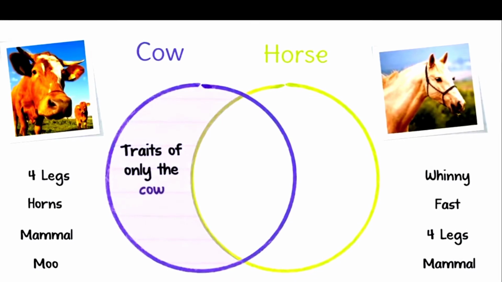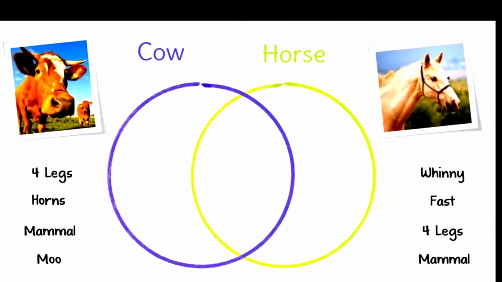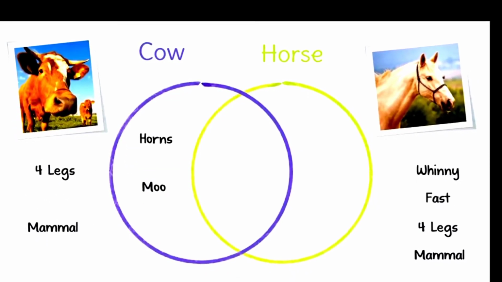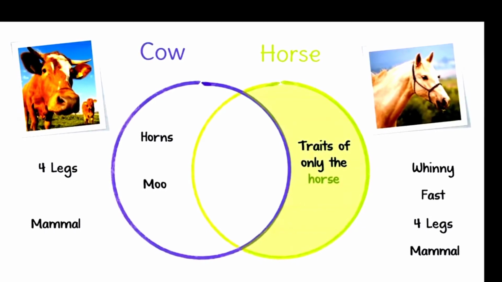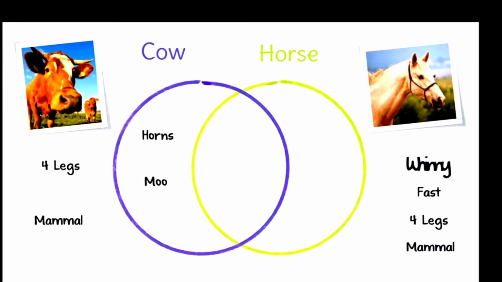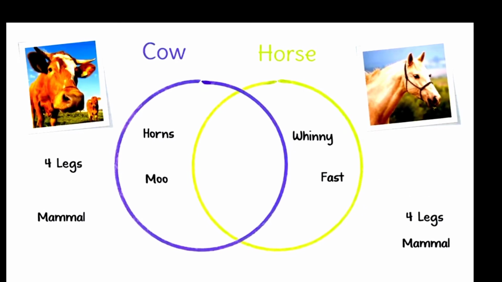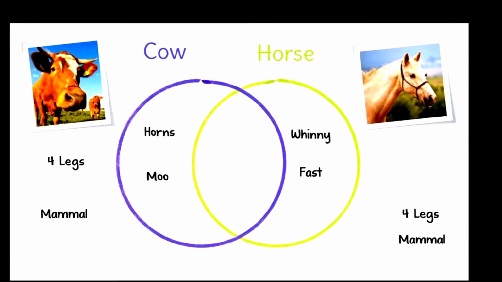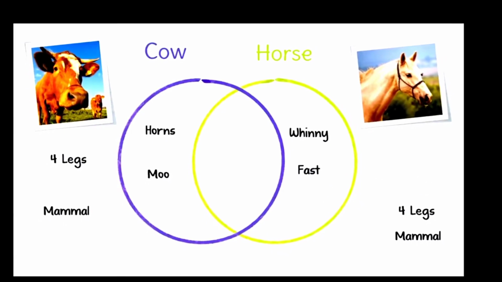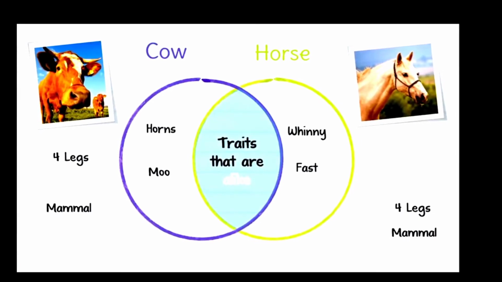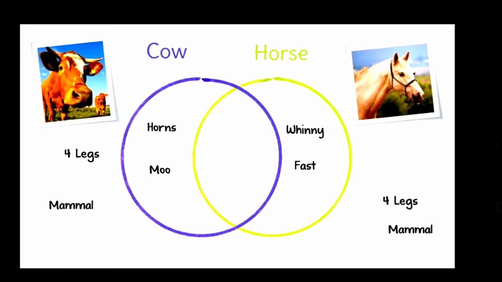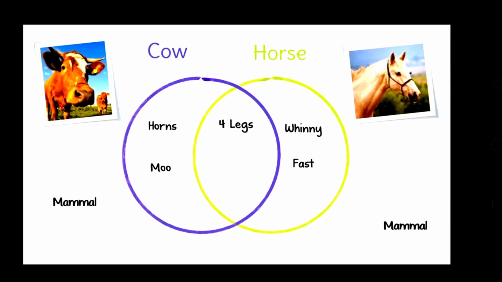So the traits that only the cow has is that it has horns and it says moo. While the traits of only the horse, it says whinny, it runs fast. And the traits that they are alike is that they are both 4-legged mammals.